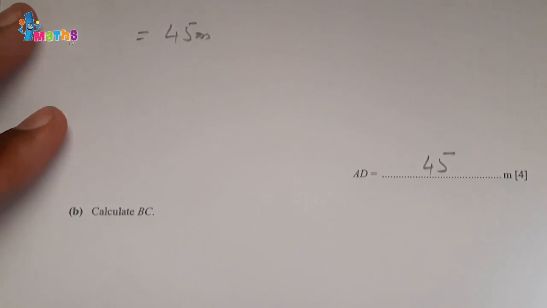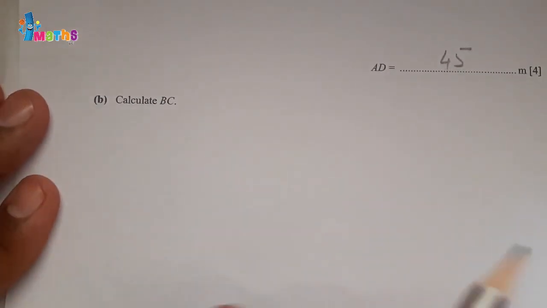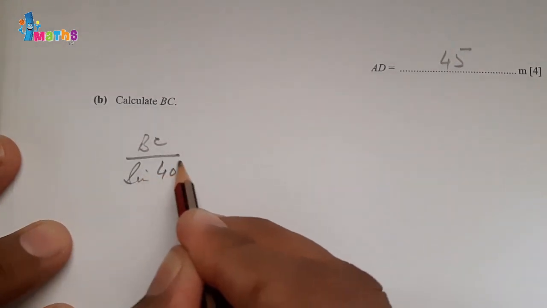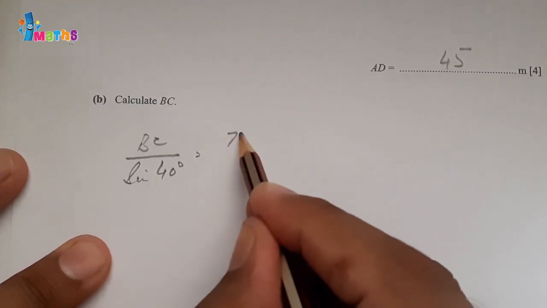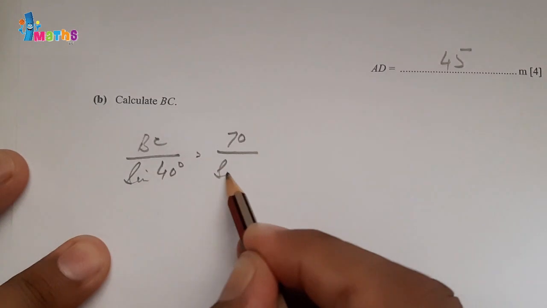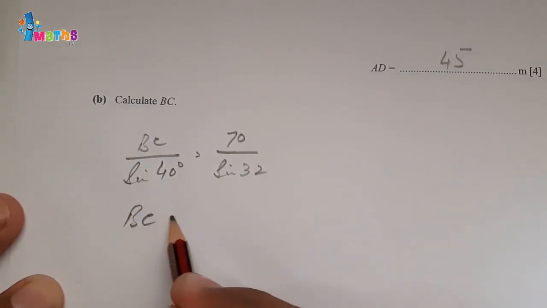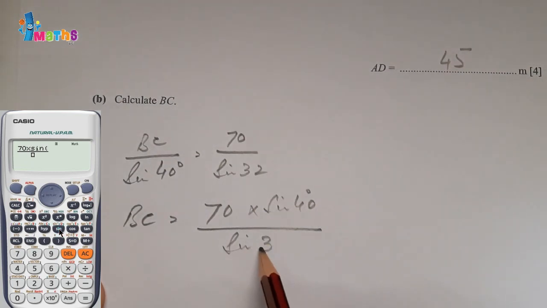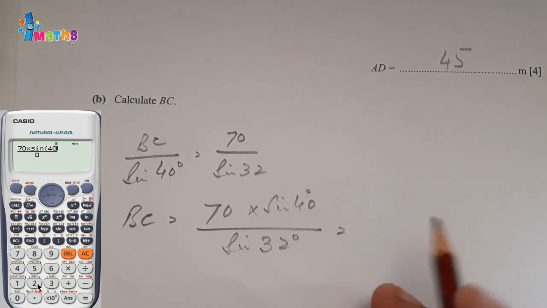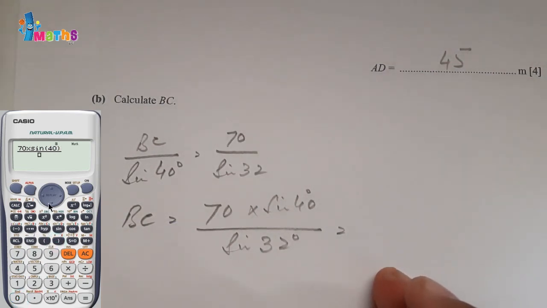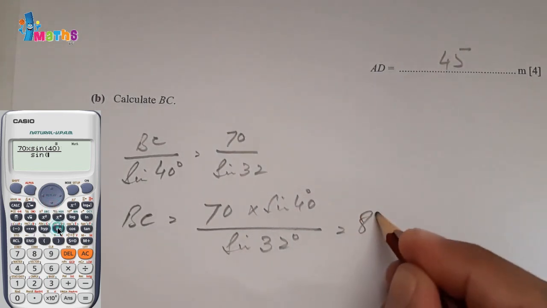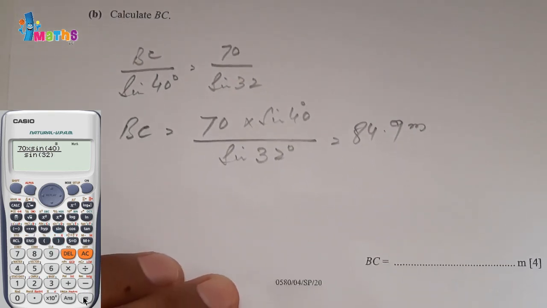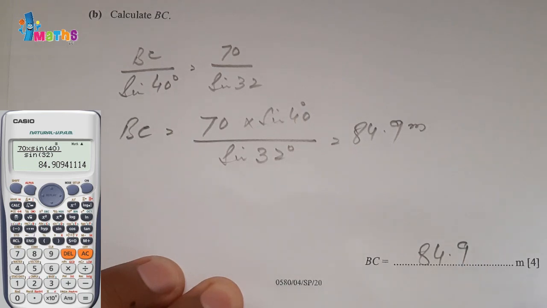So I will write down in the space provided BC over sine of 40 degrees will be equal to 70, which is DB, 70 over sine of 32. So this implies BC will be equal to 70 multiplied by sine 40 over sine 32 degrees. If we put these values in our calculator, we will get 84.9. So our answer will be 84.9. This will be in meters. So we can write down the answer as 84.9 meters, which is already written.